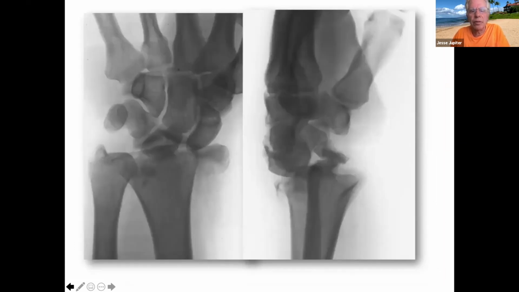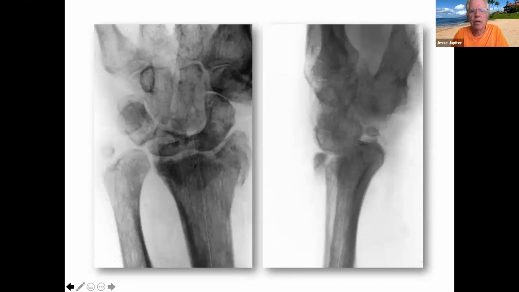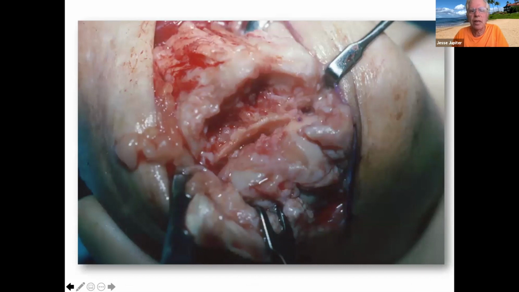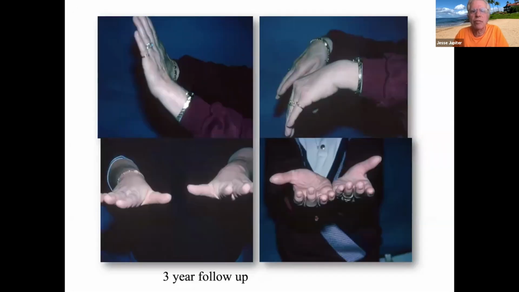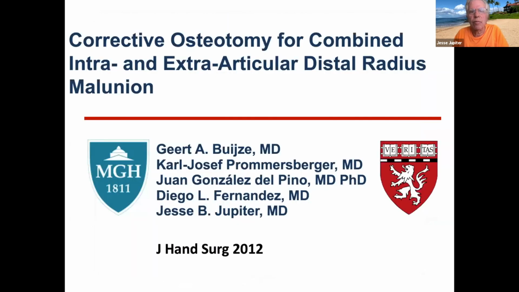Here's another patient with a very complex fracture that healed with a major deformity. What you're looking at is some granulation tissue on the proximal carpal row, and the dorsal part of the articular surface is impacted, and there's an extra-articular malunion. And she had a nice correction, and this is a 3-year follow-up, and to my knowledge, there's no further problems.